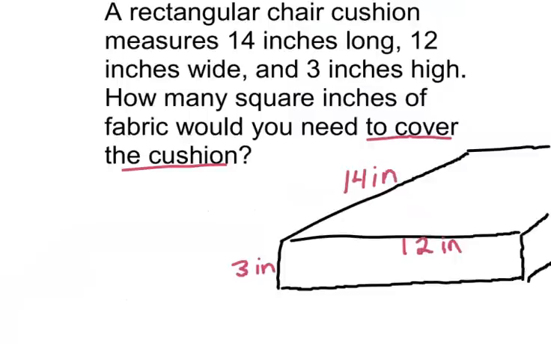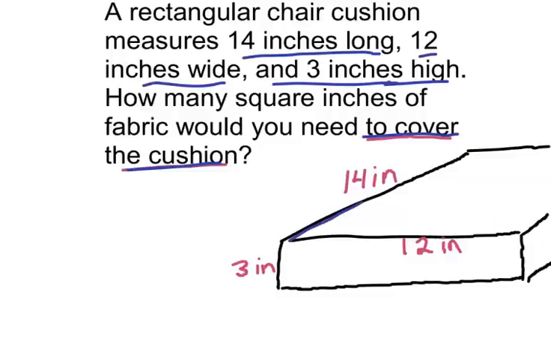A rectangular chair cushion measures 14 inches long, 12 inches wide, and 3 inches high. All right, how many square inches of fabric could you need to cover the cushion? So we're not finding the volume, we're finding the surface area. All right, so we need to find a top and a bottom, a side, and a front and back of this cushion. Okay, so let's just do that.